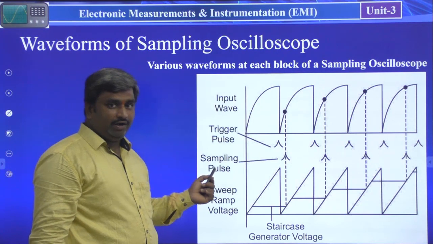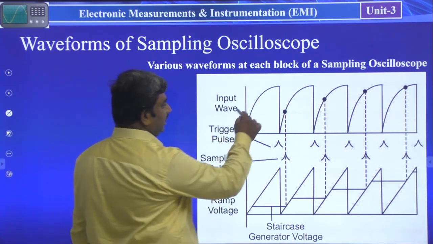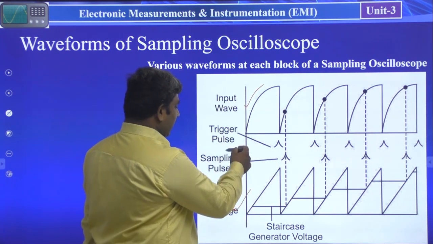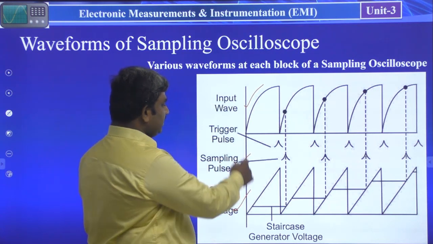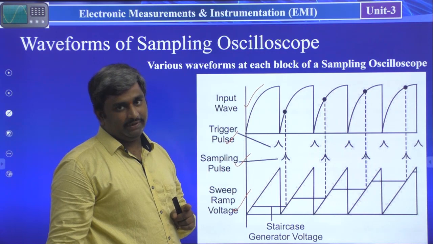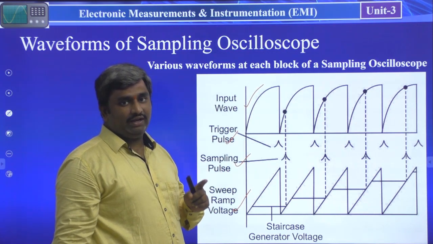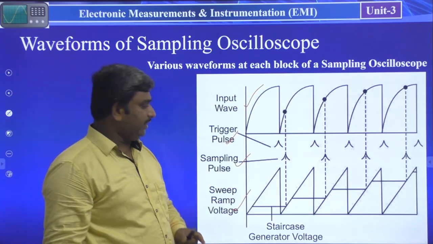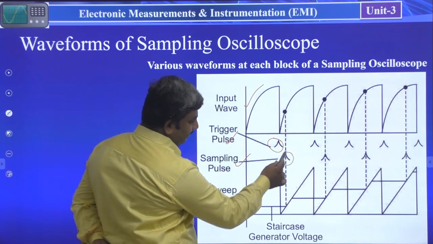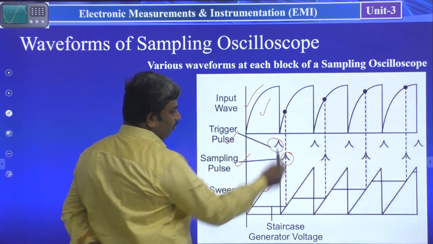Next, at the end of the sampling oscilloscope, this is the waveform we can observe. Here this is the input signal, this is the sweep ramp voltage, this is the sampling pulses, and these are the triggering pulses. So when you have given the triggering pulse, the ramp voltage generates, and finally it gives the sampling pulse. So see here, this is the triggering pulse, this is the sampling pulse, this is the ramp voltage, and this is the output waveform.